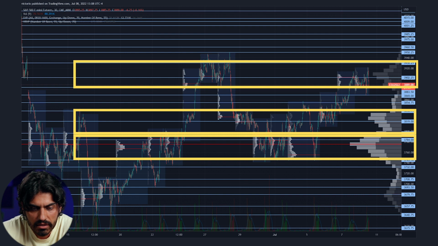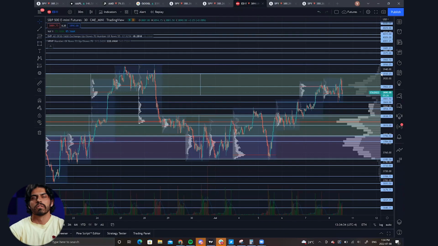So why don't we take a look at this on a more granular level and see how precise exactly these entries are and what the opportunity may be in these entries. So let's take a look at this on TradingView here. I would highly recommend using Sierra Chart for futures trading, but this is just a better visual.